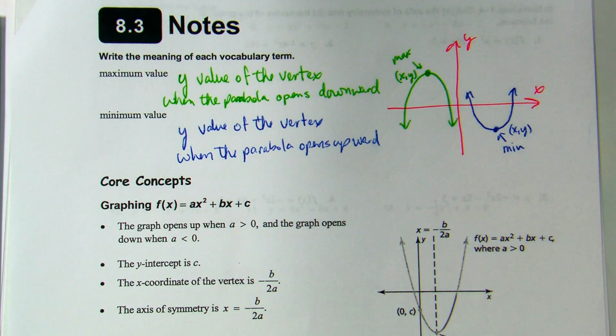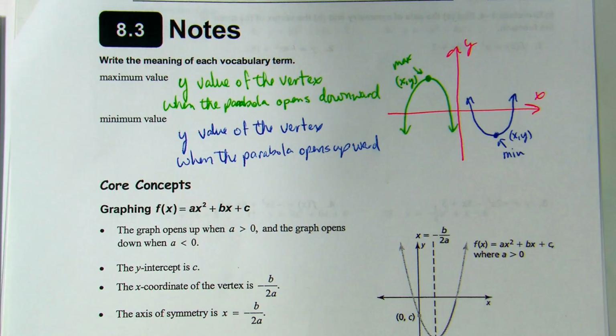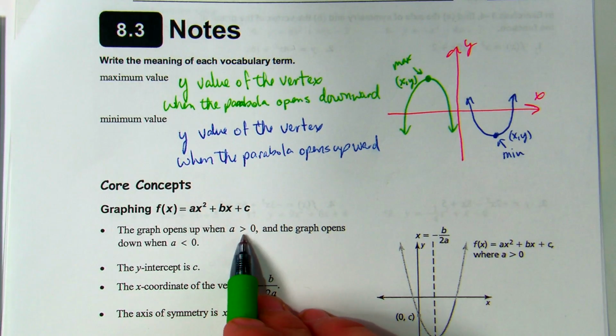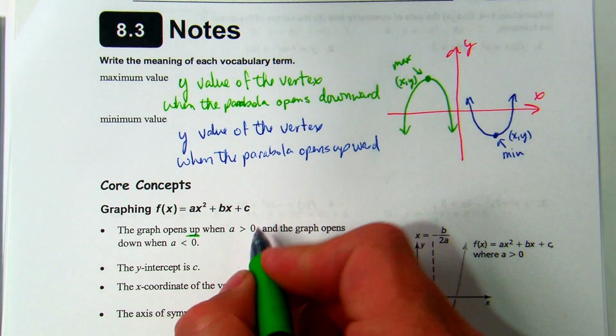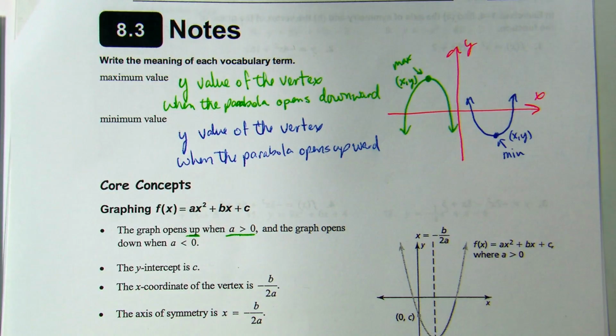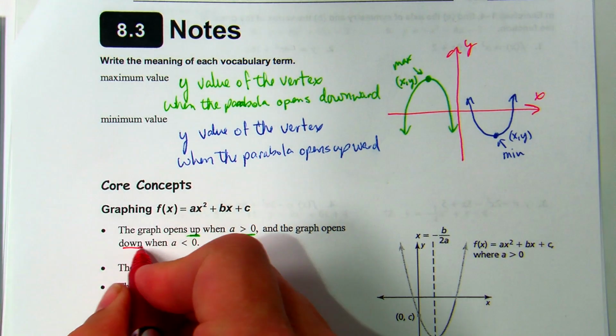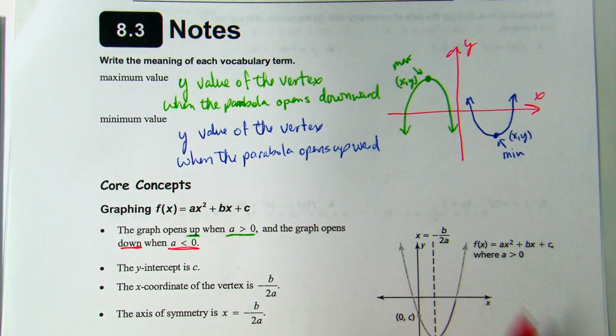Okay? All right, and then let's talk about a few core concepts, and we may try to wrap these notes up for the day, and we'll finish these up tomorrow. But let's talk about a few more core concepts. Graphing f of x, ax squared plus bx plus c. The graph opens up when a is greater than 0. Okay? So it opens up when a is greater than 0. All right, the graph opens down when a is less than 0.